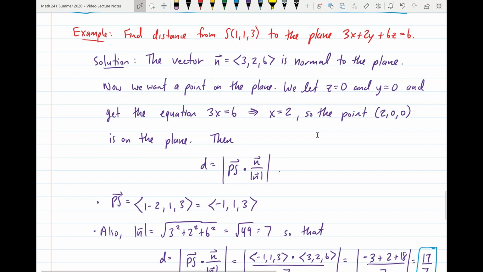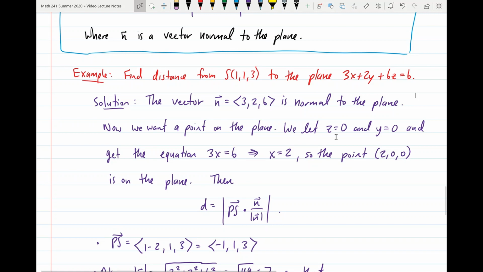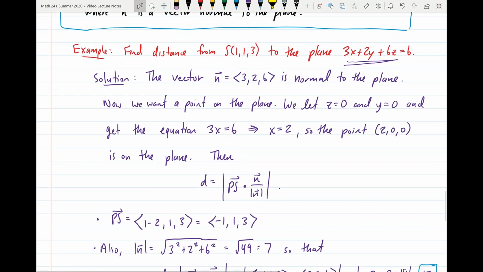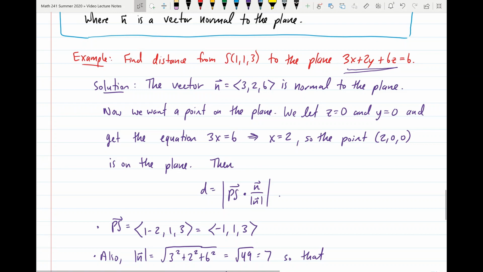And similar to the method we used in the previous example, we can simplify this problem a little bit just by letting z equal 0 and letting y equal 0 in our equation for the plane here, and then solving for x. And as long as we can find an x value that satisfies that equation when z and y are equal to 0, then that point is going to be on the plane. So if we let z equal 0 and y equal 0, we're left with the equation 3x is equal to 6, which implies that x equals 2. So the point 2, 0, 0 will lie on our plane.